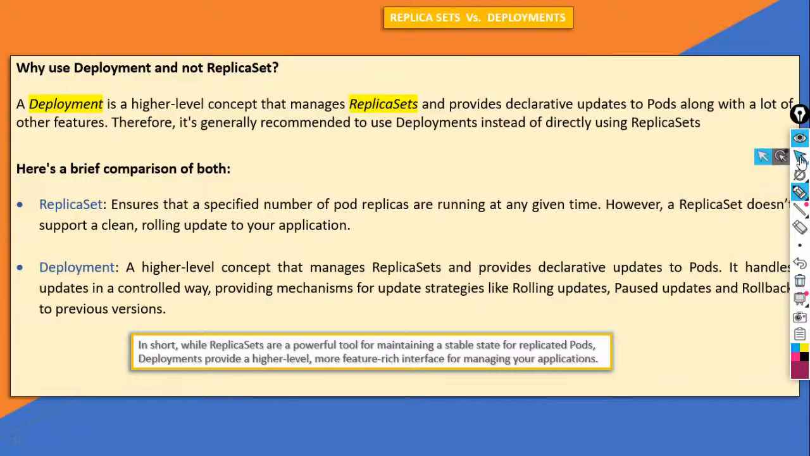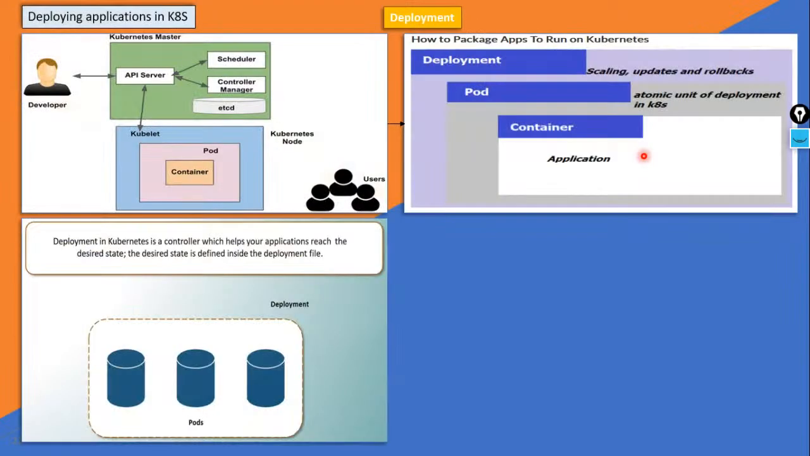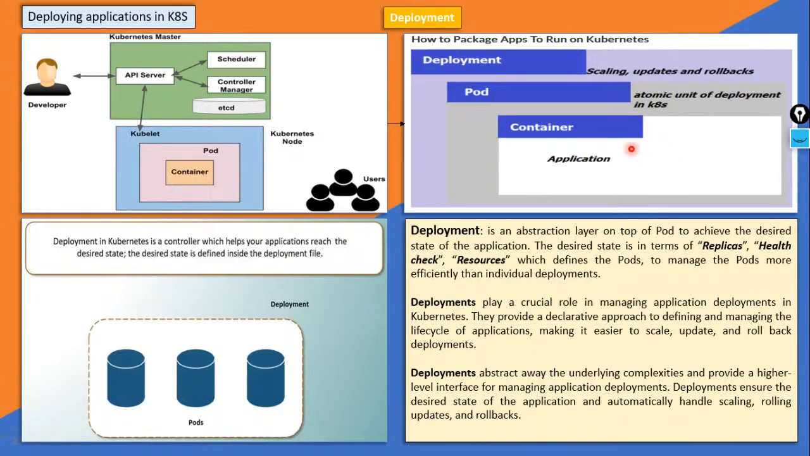Very, very interesting topic. So deploying application in Kubernetes, I'm coming to this. The deployment is the object. You know this architecture: Kubernetes master and Kubernetes node, and here are the users. Okay, and you are a developer or a DevOps engineer who is working on Kubernetes.